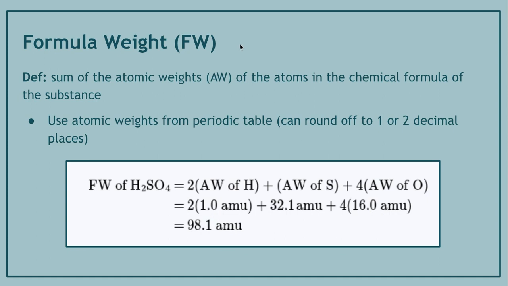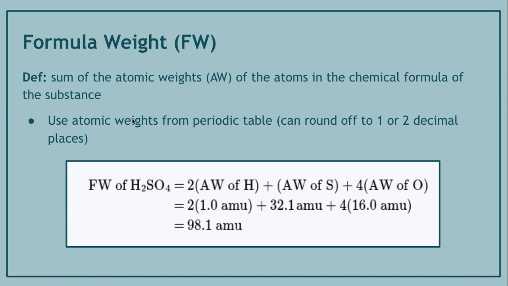So the first definition is the concept of a formula weight, which is abbreviated FW. The general definition of a formula weight is the sum of all the atomic weights, abbreviated AW, of the atoms in the chemical formula of a substance. Again, you need to remember that atomic weights are what's found on the periodic table, and you can round these off to 1 or 2 decimal places. As you can see down here, they were just rounded to 1, which is typically 3 sig figs, but that just depends on what you're trying to obtain in the question.